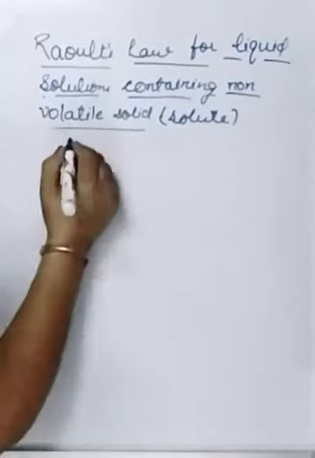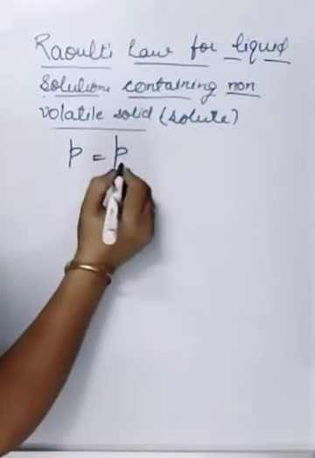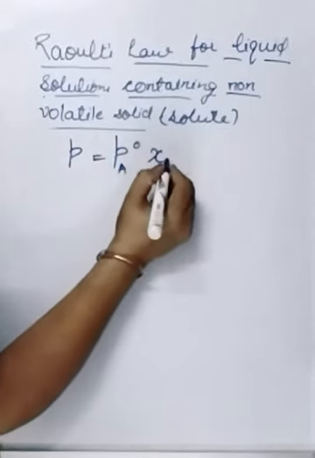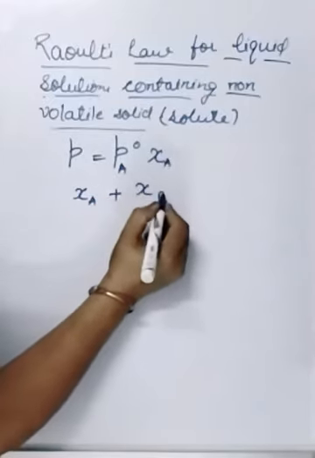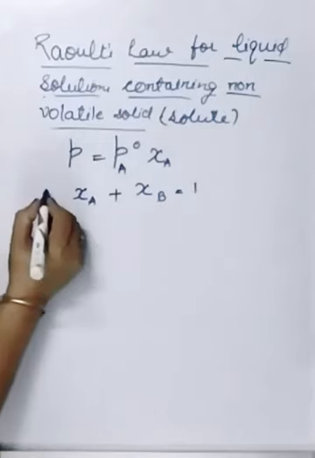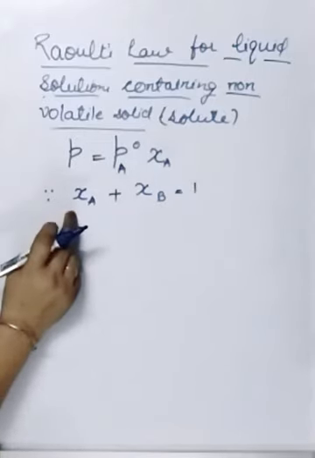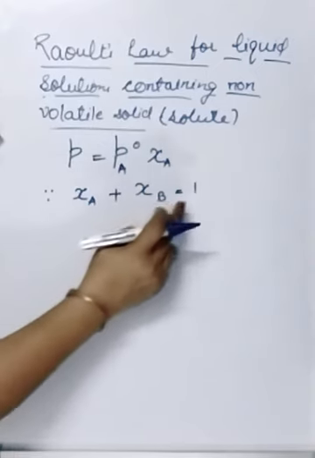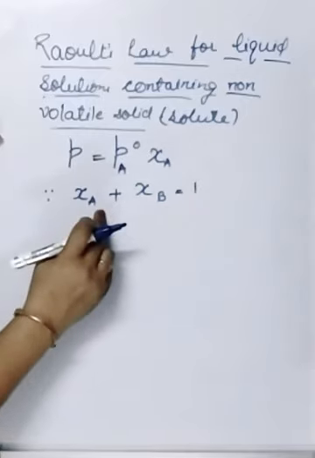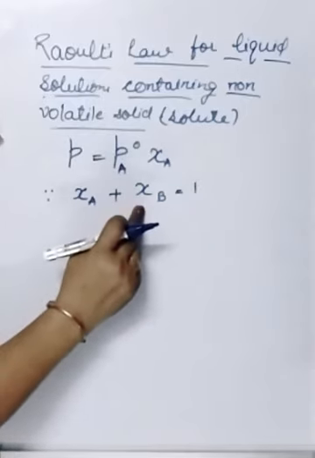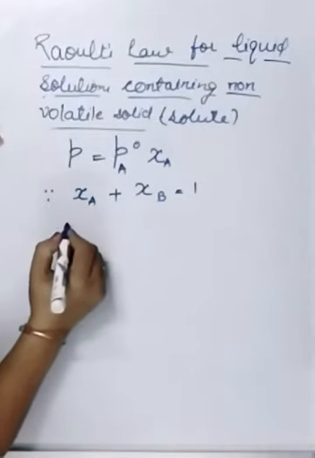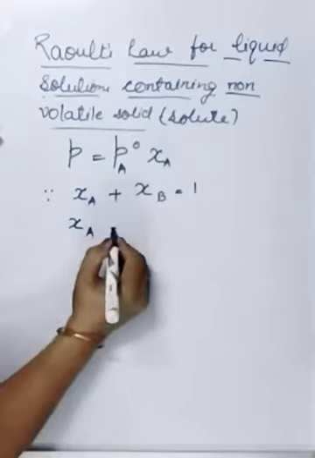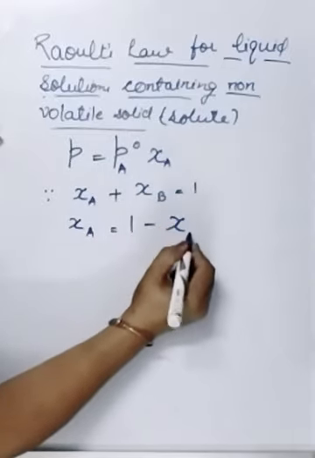Just once again, P equals PA naught XA. We all know XA plus XB equals 1. In a solution, the total mole fraction will be equal to 1. The sum of the mole fractions of all the components will be 1. So we will see XA equals 1 minus XB.